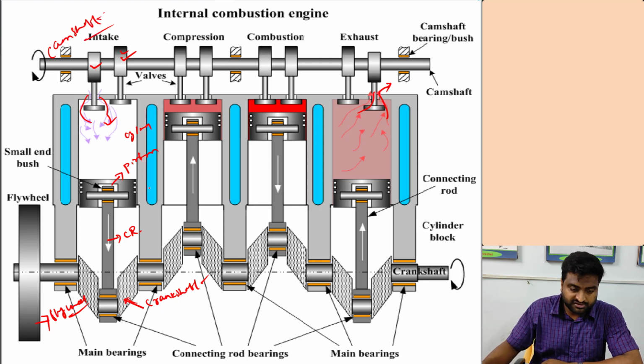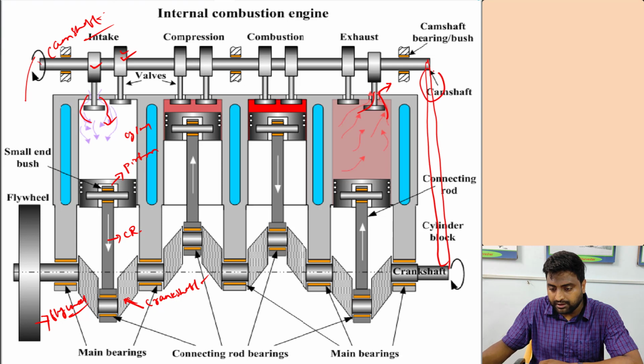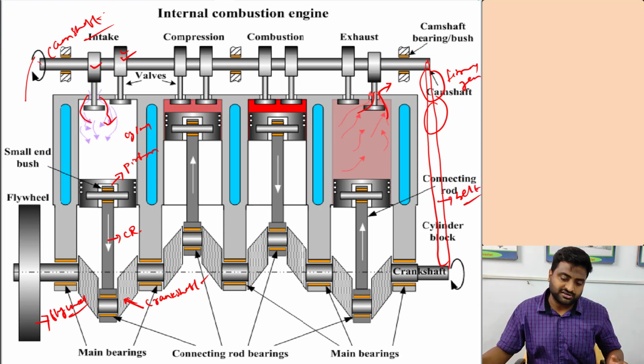Okay, this is the camshaft, and it is connected through here. It is not shown, but it is connected through the belt and pulley and timing gears. So the belt and timing gears are there, which help to rotate the camshaft.